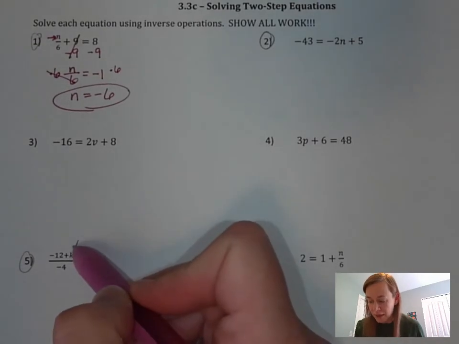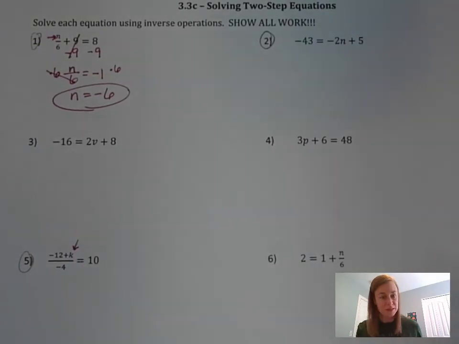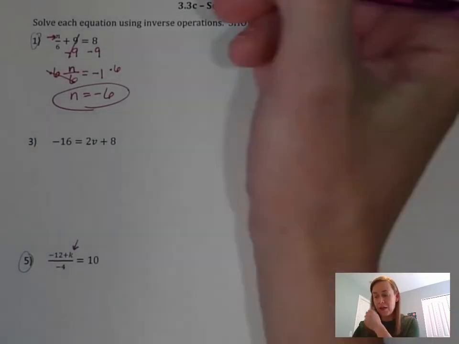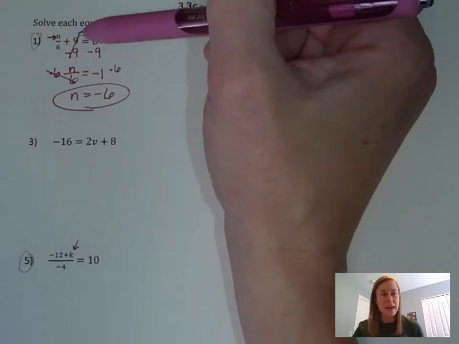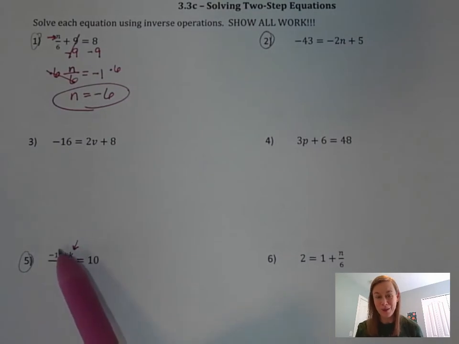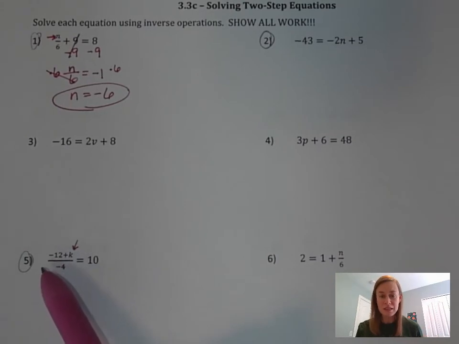Again, we want k by itself. We want the letter by itself, which means we have to get rid of the negative 12, and we have to get rid of the negative 4. Now up here we got rid of the number that was being added to the fraction, but over here it's all part of the fraction, and you can't take this apart until the fraction is gone. So the thing you really need to get rid of first is the negative 4.